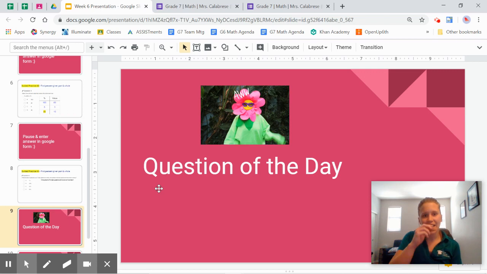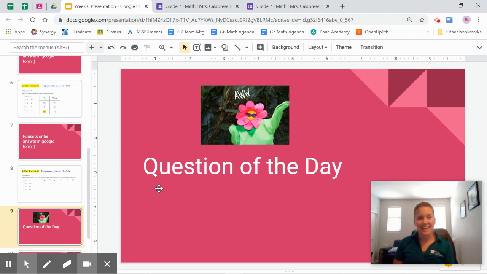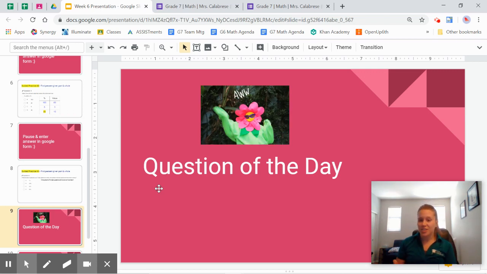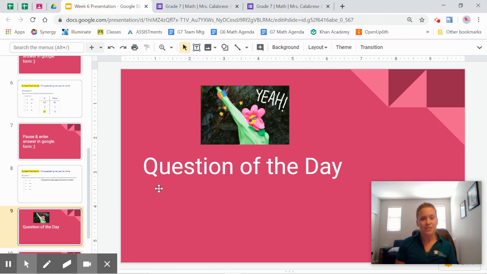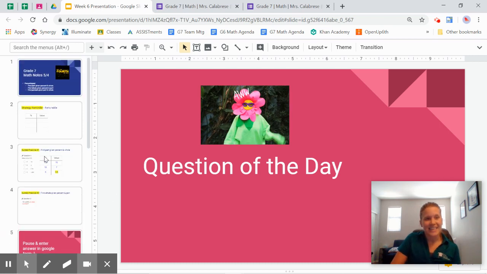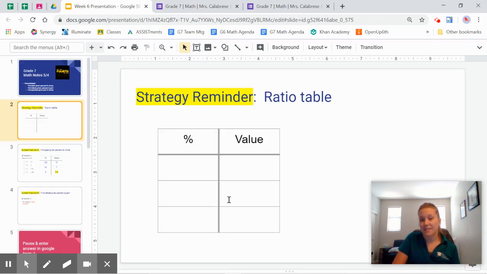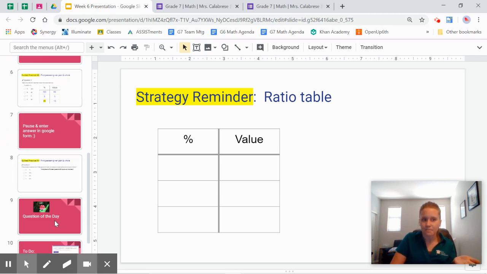Okay. It is time for your question of the day. Question of the day today is, what strategy did we use to solve percent problems? Yes, all the way at the beginning, we talked about the strategy we're using today is ratio tables, because we're so good at them, honestly.